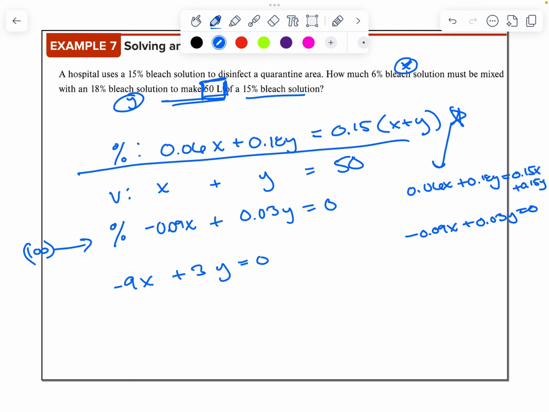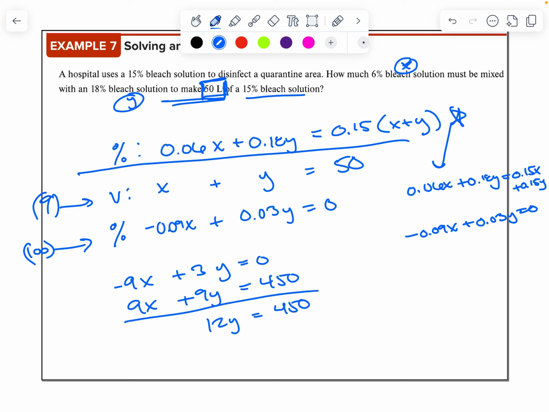All right, now that x is negative, why don't we multiply this whole equation by 9, right? And so then our x's will be opposite. 9x plus 9y equals 9 times 50, which is 450. That adds to 12y equals 450. The x's eliminate, so our elimination is working. 450 divided by 12 gives me y equals 37.5. All right, now we're working.